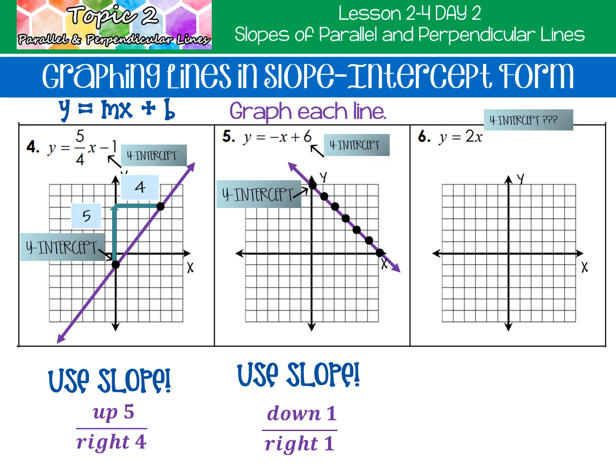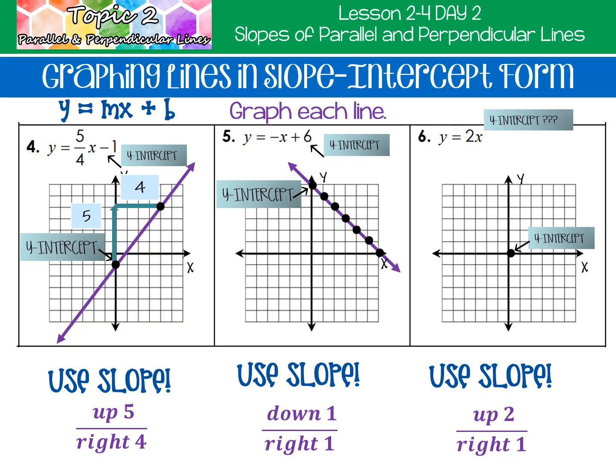Number 6, what's the y-intercept? It's not there. It must be 0. So this is where we start. Slope is 2. So we're going up 2, right 1. Continue doing that. Draw your line through.